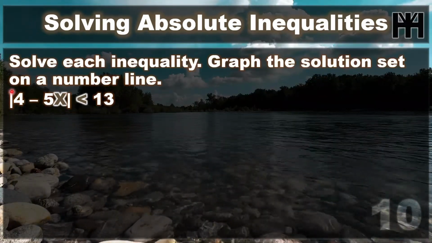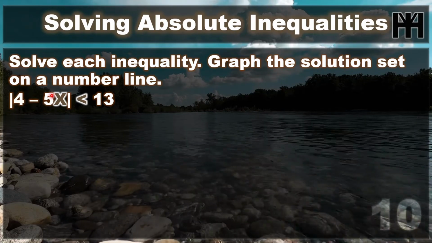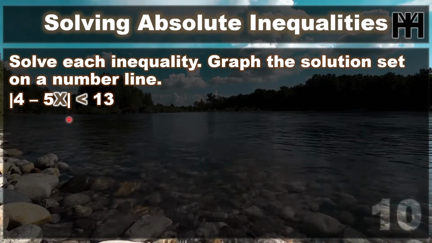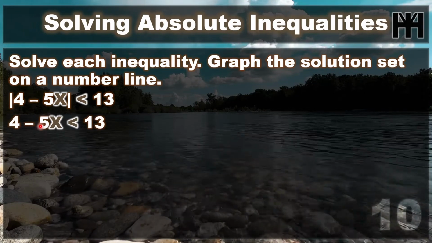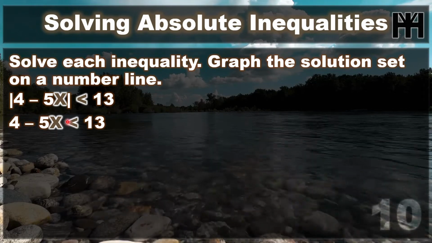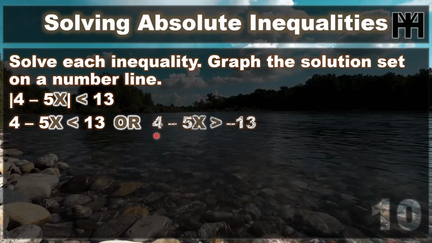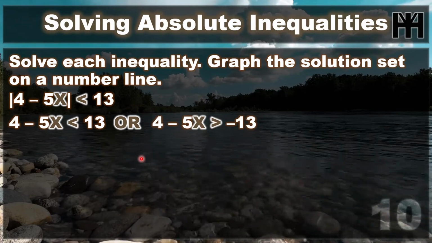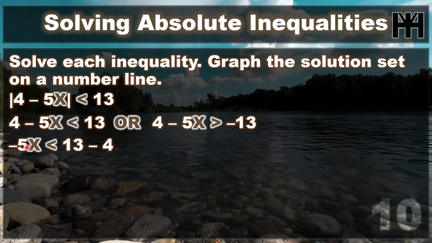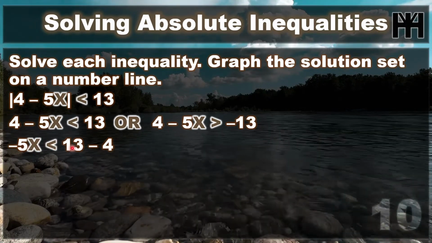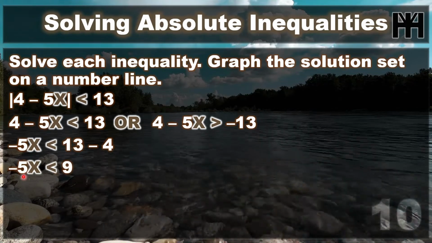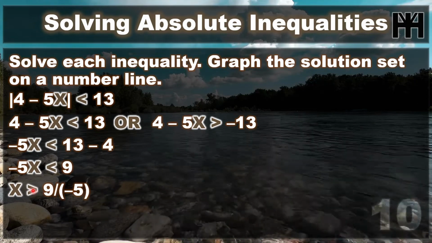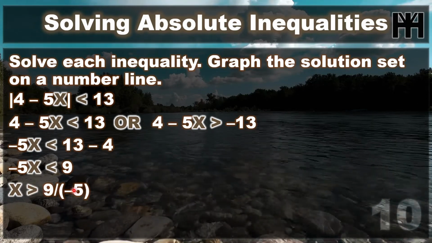Okay, now let's say we have the absolute value of 4 minus 5x smaller than 13. So we have two choices, whether it is 4 minus 5x smaller than 13, or it is 4 minus 5x greater than -13. So let's start with the first one. It's minus 5x smaller than 13 minus 4. We send the 4 to the other side, so it's -5x smaller than 9. Then send the 5 to the other side, so it's x greater than 9 divided by -5.